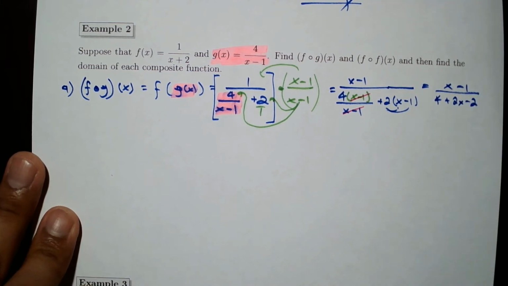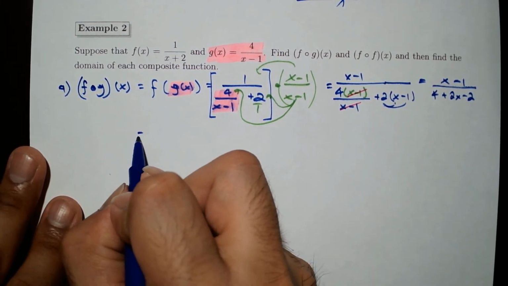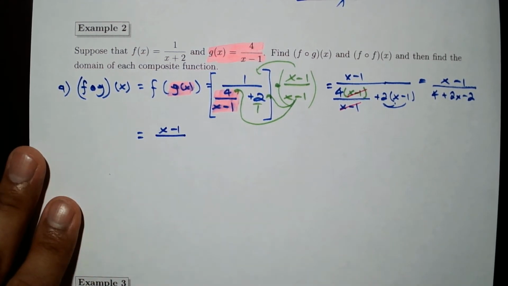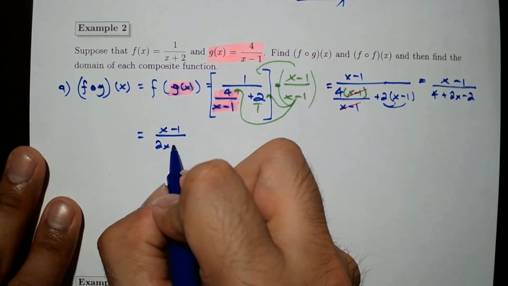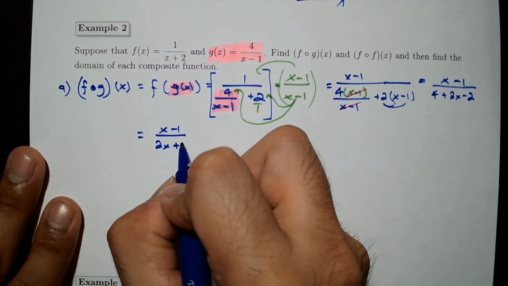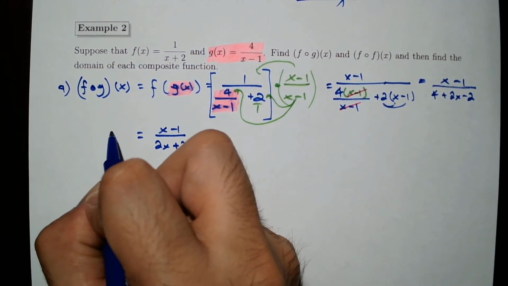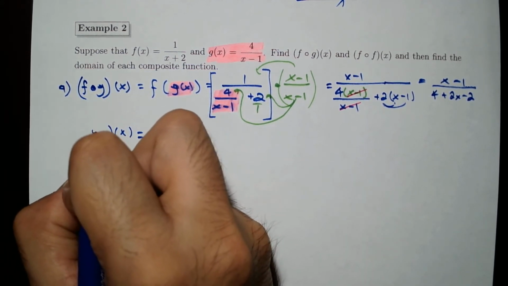All right. So in this case, let's simplify this to get x minus 1 divided by 2x plus 2, rather. All right, 2x plus 2. Okay, so this is f of g, f bubble g.